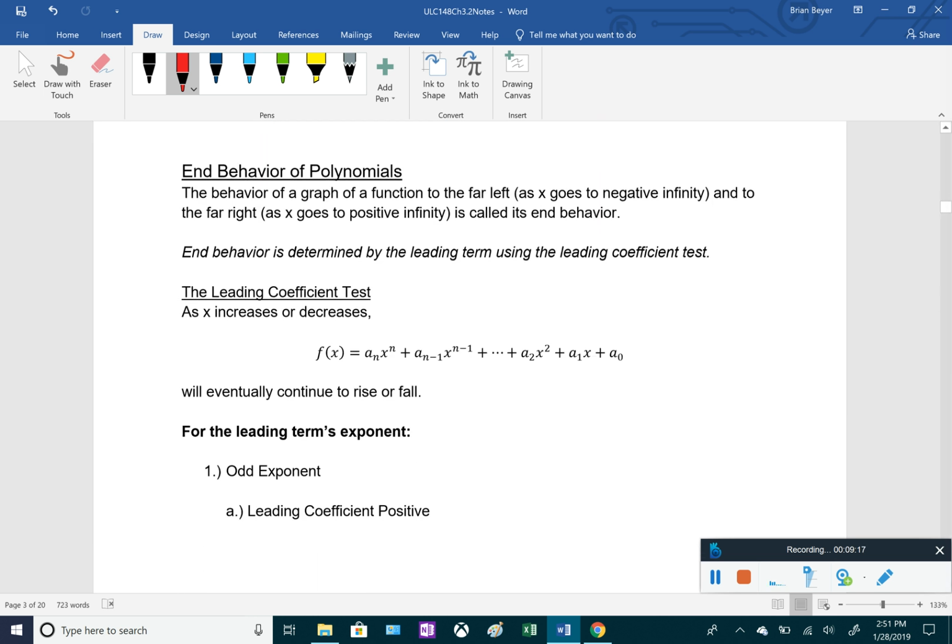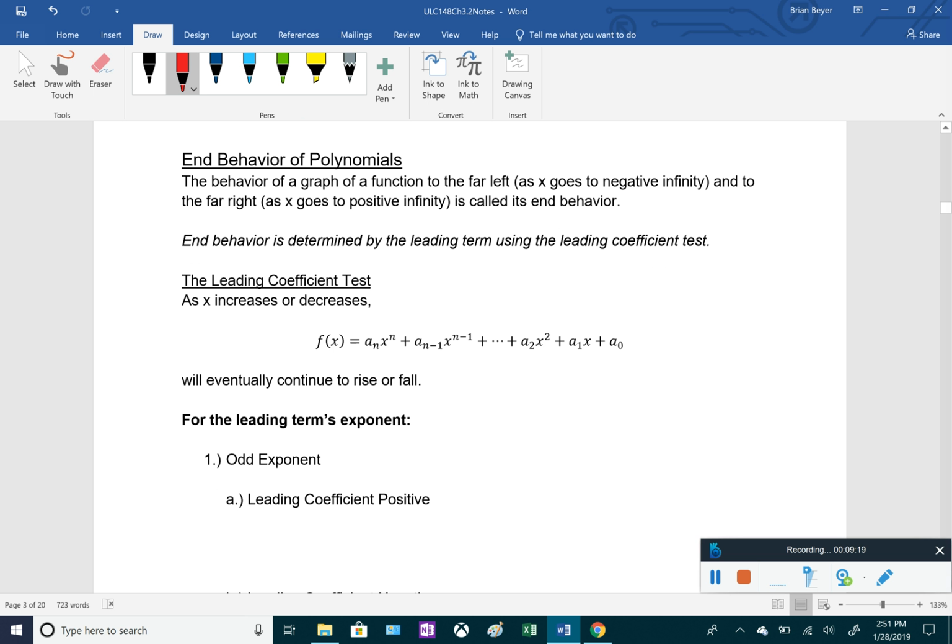Okay, so let's look at the end behavior of polynomials. When we refer to the end behavior, it's what's happening to the function as we go to the far left and to the far right of the x-axis. So if we're going to the far left, that means as x goes to negative infinity. And if we go to the far right, that means as x goes to positive infinity. And we're going to be using something called the leading coefficient test to determine the end behavior.